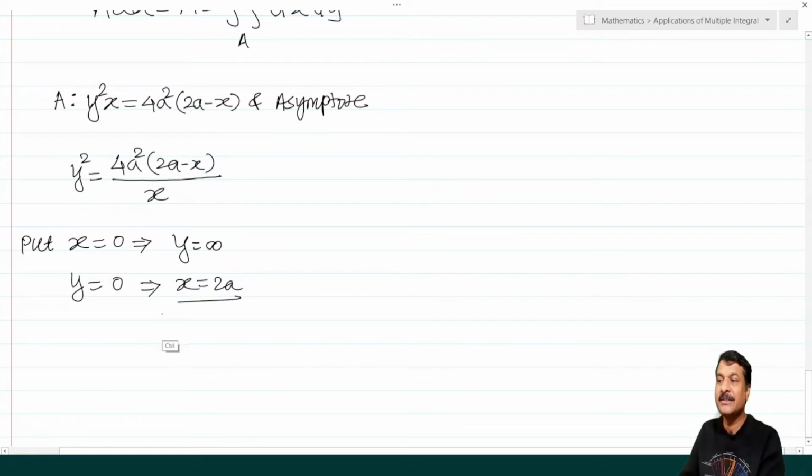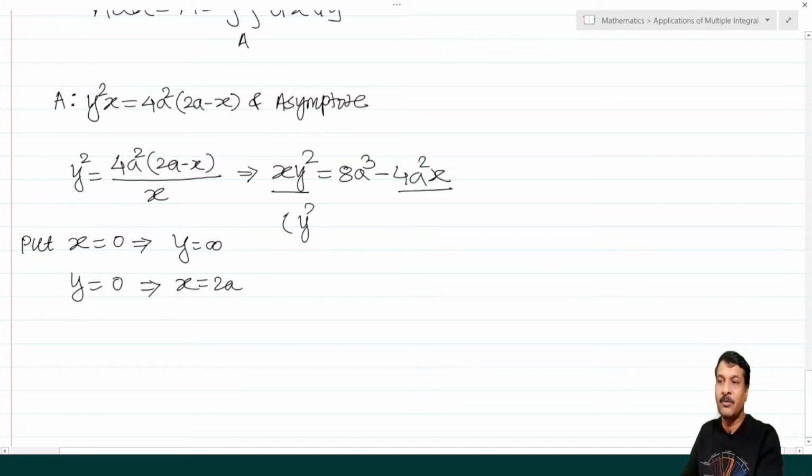Also, the next thing is that x equal to 0 is the asymptote. How? Because our interest is the asymptote, we find the highest power in x and y. What is the highest power in x? So I am getting xy square equal to 8a cube minus 4a square x. If we take x common, the highest power is x, so I get y square plus 4a square, into x equal to 8a cube, and the coefficient of the highest power in x is nothing but this one.